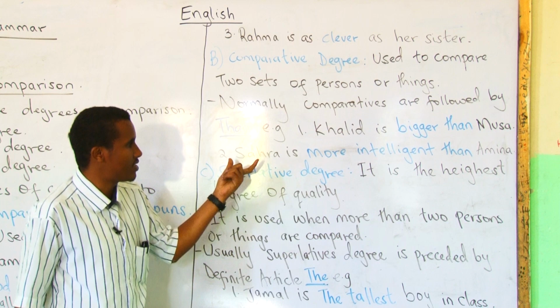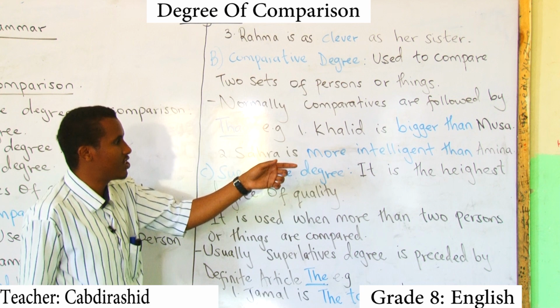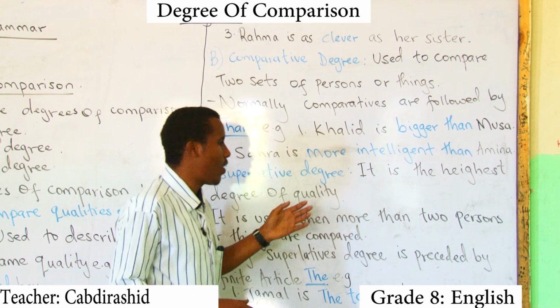You must look at this in this way, that Zahra is more intelligent than Amina. That's the proper sentence: Amina is intelligent, but if we compare her to Zahra, Zahra is more intelligent than her. Okay, this is the superlative degree, the highest degree of quality.